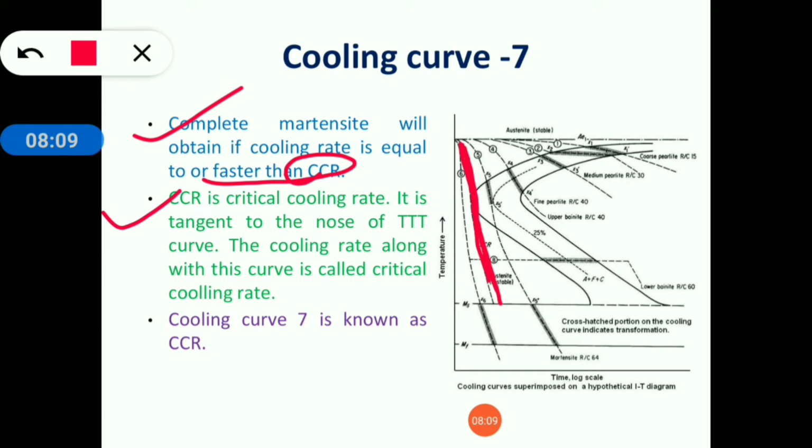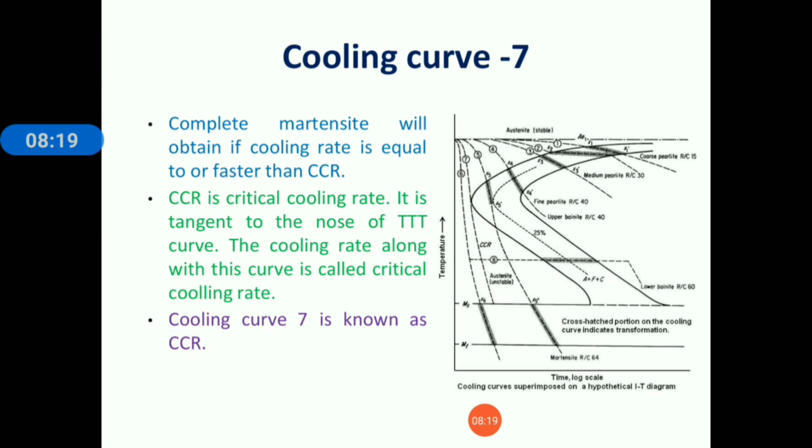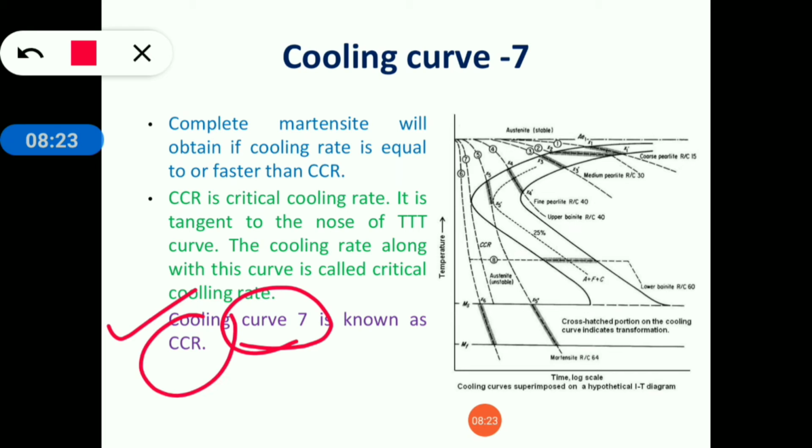So CCR is the critical cooling rate, and it is the tangent to the nose of the TTT curve, and the cooling rate along this curve is called the critical cooling rate. The cooling curve number 7 is known as CCR. This is cooling curve number 7, this one, so it is called CCR.